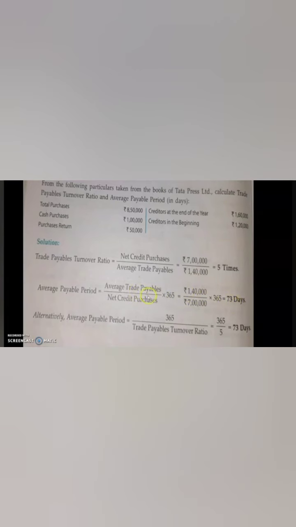The same thing, that is average payable period, you can calculate with the formula 365 divided by trade payable turnover ratio. So 365 divided by this 5. After doing this, you will get 73 days. So there are two alternatives available to you. So you can make a choice regarding calculation of average payable period.